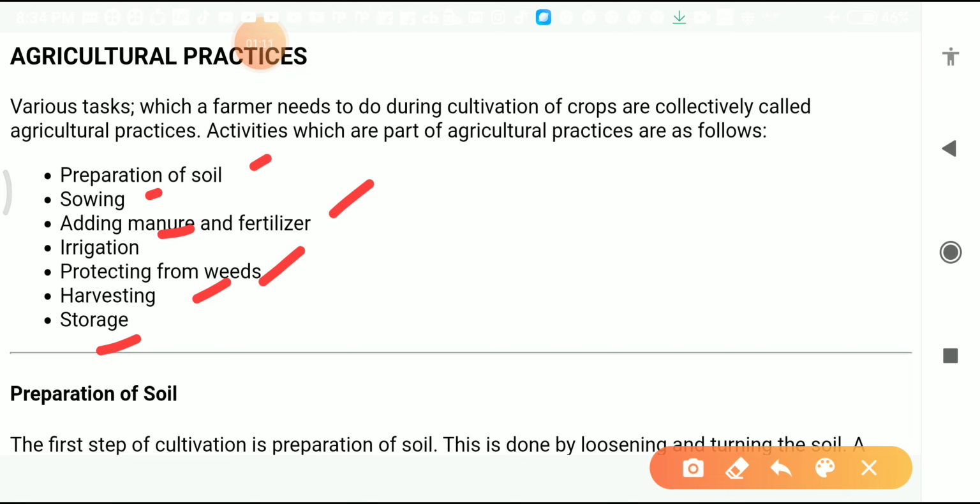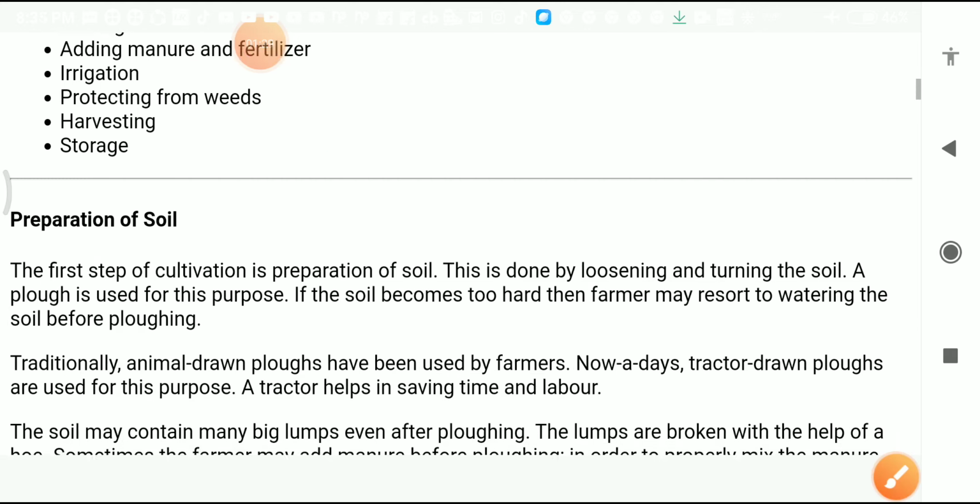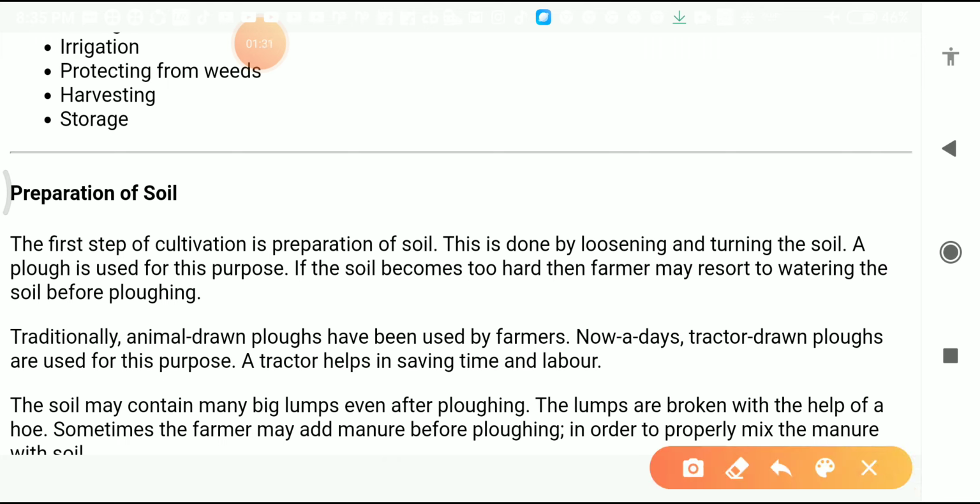The first one is preparation of soil. What does preparation of soil mean? You cannot cook the soil. Preparation of soil means how you prepare the soil in the field for the growth of the crops. Now see here, some lines are given; the topic is about preparation of soil.